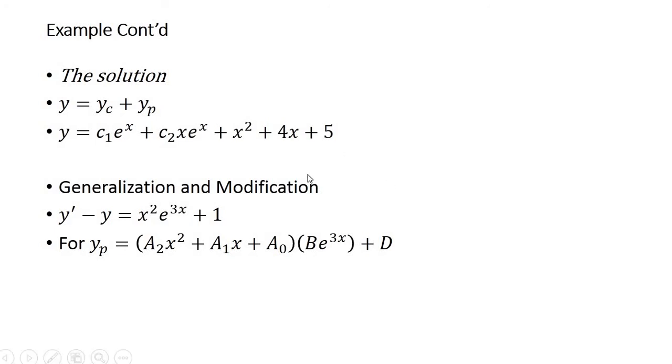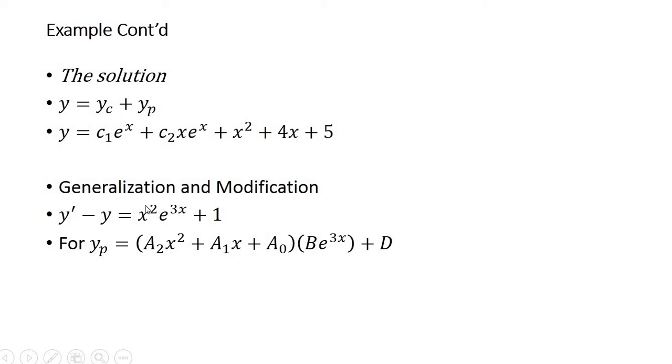Right, so those cases that we talked about, case 1, case 2, and case 3, can be modified. These are just examples to show you how we can modify those cases, or couple them together and so on. Suppose you have got the following example: y prime minus y is equal to x squared e to the 3x plus 1.